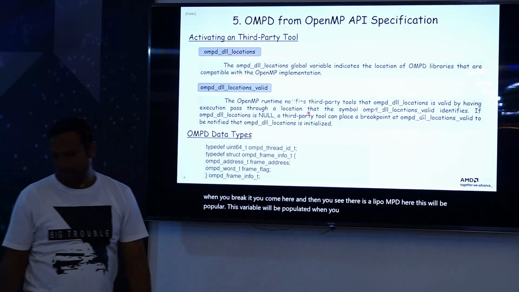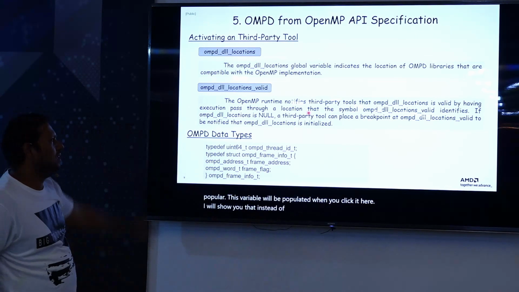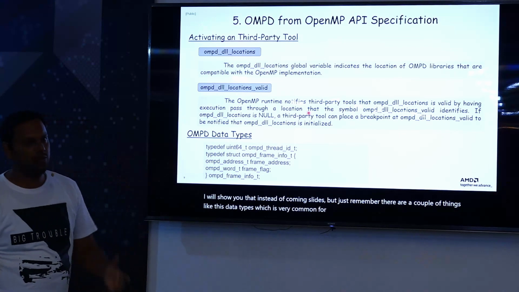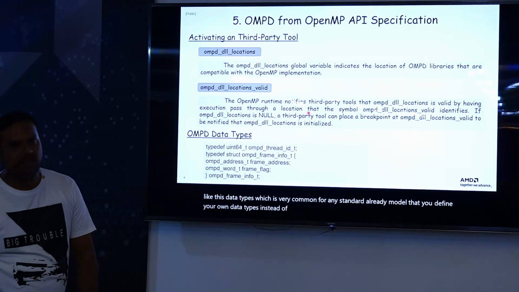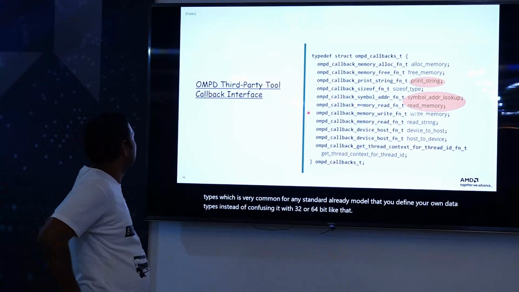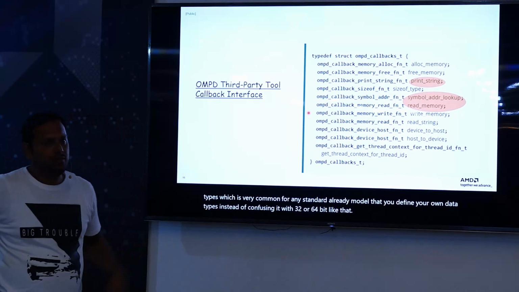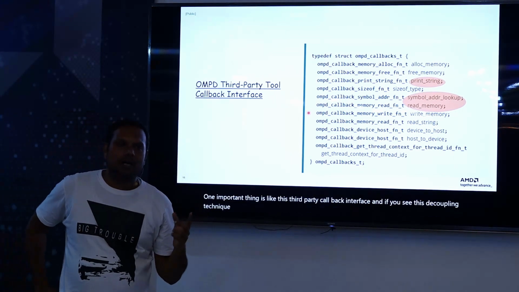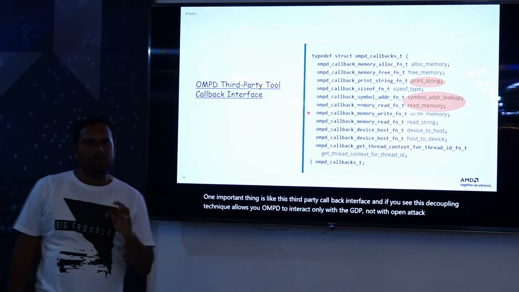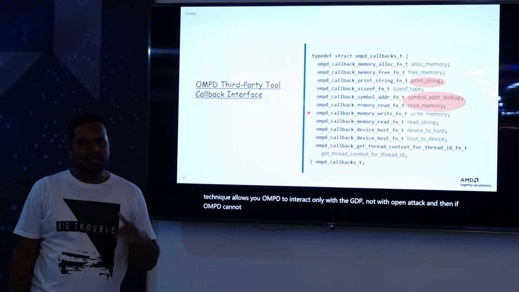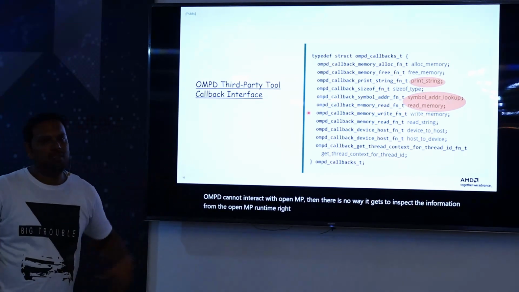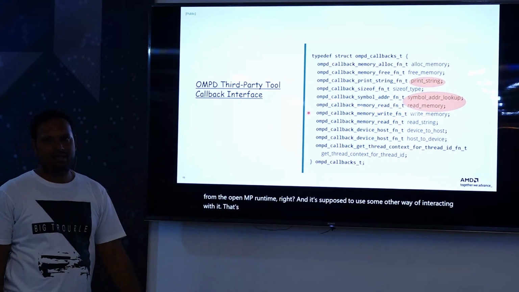I'll show you in a screenshot in the coming slides, but just remember there are a couple of things like this. And then data types, which is very common for any standard or module, where you define your own data types instead of confusing it with 32 or 64-bit. Then one important thing is the third-party tool callback interface. This decoupling technique allows OMPD to interact only with GDB, not with the OpenMP runtime. If OMPD cannot interact with OpenMP, then there is no way it can inspect the information from the OpenMP runtime, so it is supposed to use some other way of interacting. That's where this callback interface comes into the picture.